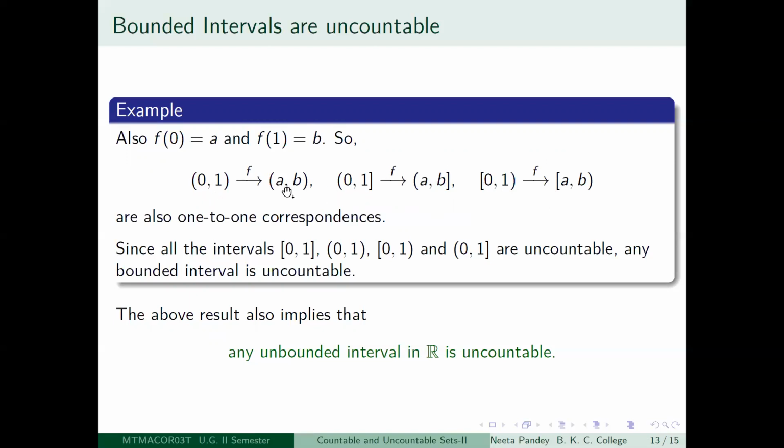So the open interval (a,b), for example, is equipotent to (0,1). This semi-open interval is equipotent to this one. This is equipotent to this one. And the closed interval [a,b] is equipotent to the closed interval [0,1]. Now, all of these are uncountable sets. So recall from our previous lecture that if you have two equipotent sets, either both of them are countable or both of them are uncountable.